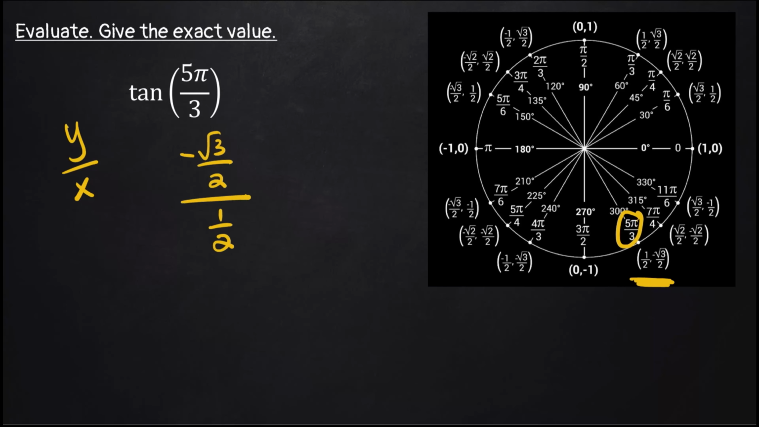Now again, remember to simplify. We can cross out our 2's, and that's going to give us negative root 3 over 1, which is the same thing as negative root 3.